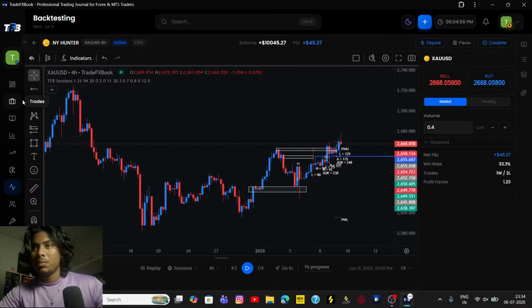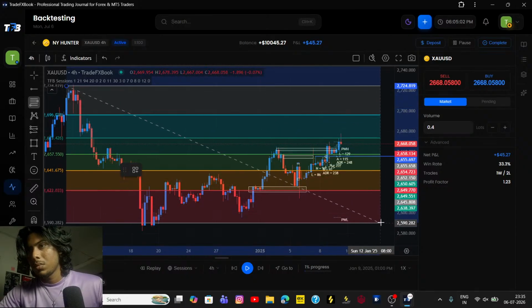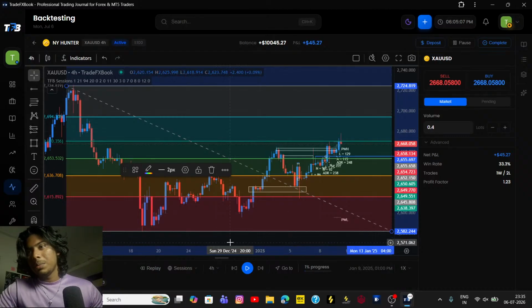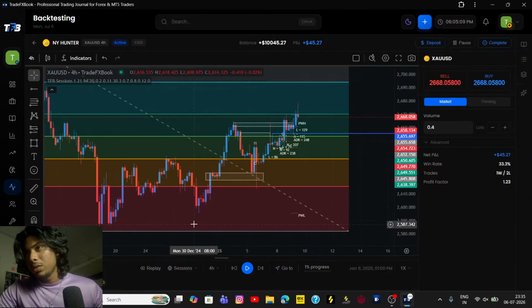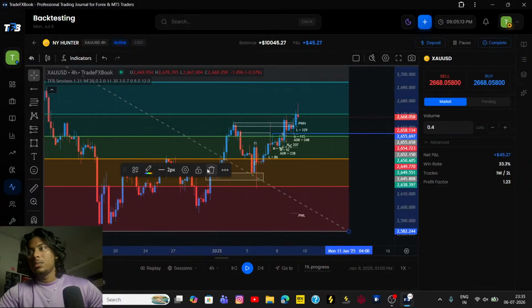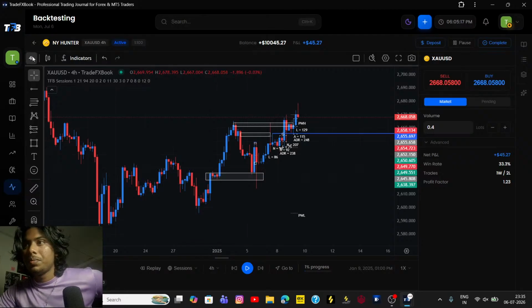Oh, I can see something here. Okay, market has tapped the golden zone and it's kind of trying to come down. That's a good sign. I'm gonna short. Let's see. I'm gonna short.